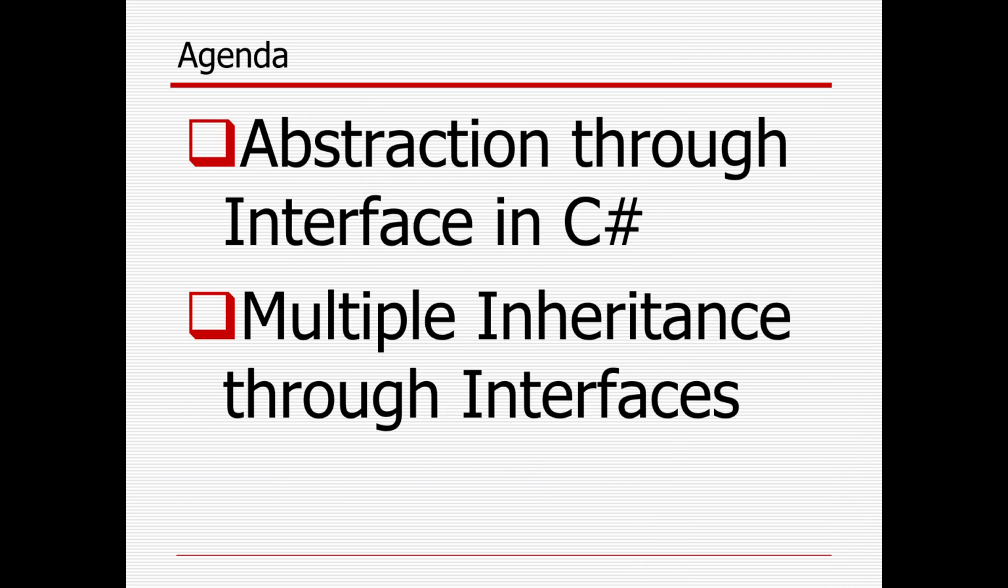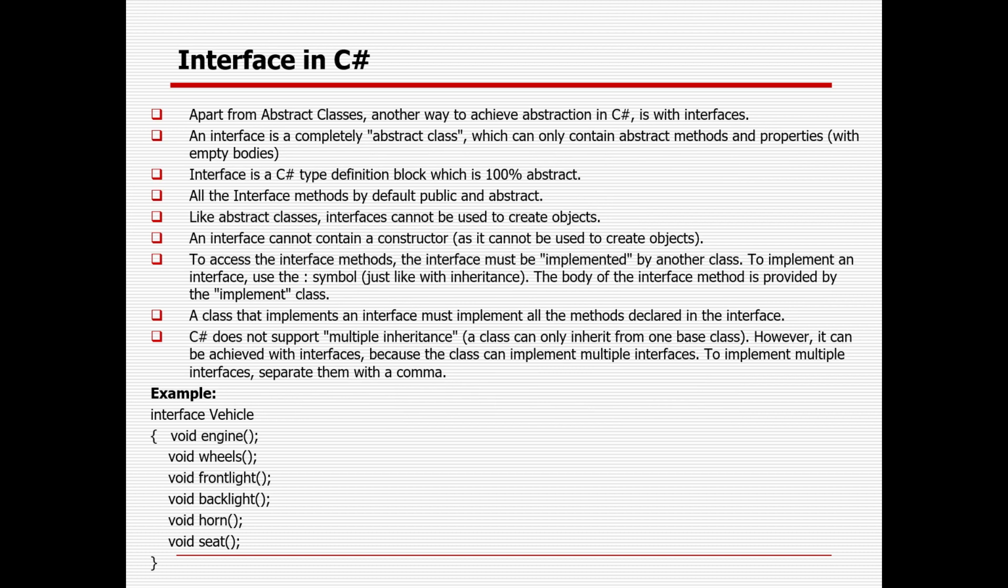In today's session you will learn abstraction through interfaces in C Sharp and how we can perform multiple inheritance through interfaces. So apart from abstract classes, another way to achieve abstraction in C Sharp is with interfaces. In the last session you already learned about abstraction, which is nothing but hiding the implementation details and showing the functionality to the user.